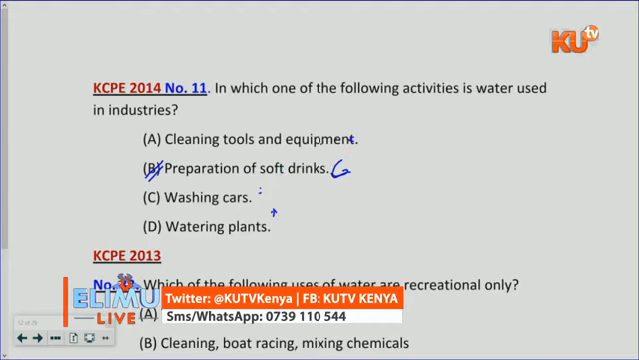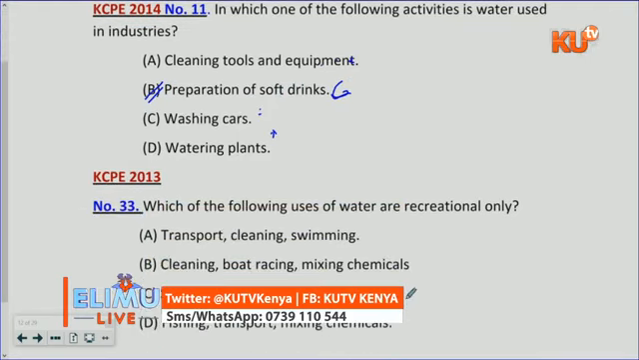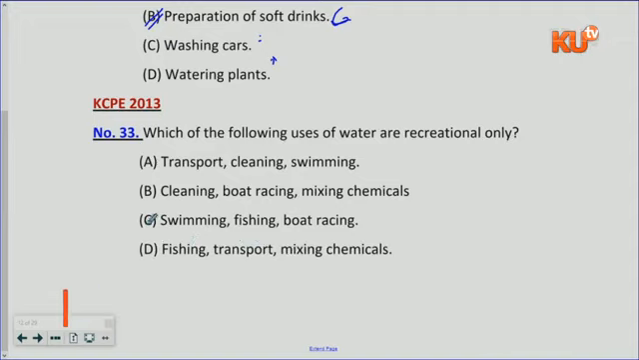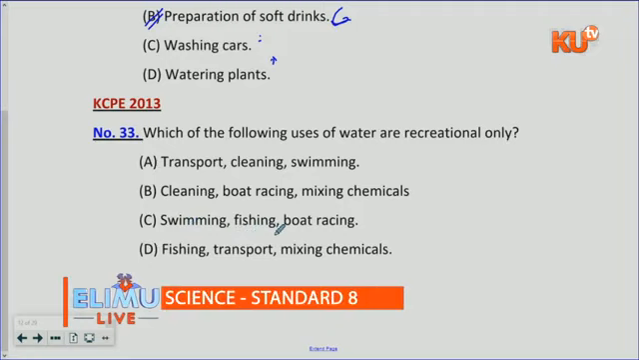Now, because of time, in 2013, they asked a question about uses of water for recreational, and this one we are supposed to use elimination method. We have got transport, we have got cleaning, swimming. So the correct answer here, which of the following uses of water are recreational only? I believe the answer was choice C. Swimming, fishing, boat racing.